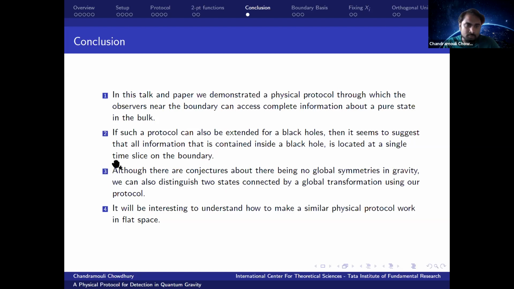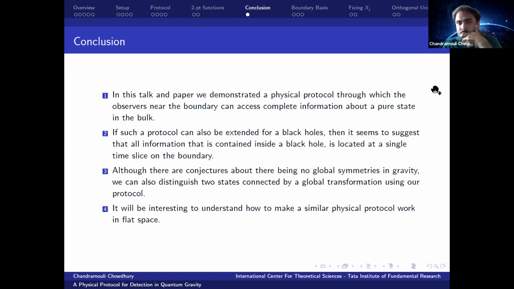And now there are some conjectures about there being no global symmetries in gravity. However, if you did consider two states which only differed by a global transformation, then we have a similar set of ideas which you can use in order to discern which two states they are. And right now, everything that I've said is only in AdS, but it will be really interesting to see how to make a similar thing work in flat space. So in flat space, you've got additional complications, of course, supertranslation charges and other things, but we don't know how to bypass that in the present setting. So yeah, it will be interesting if we could do that. Yeah, thank you. I'd like to conclude here.